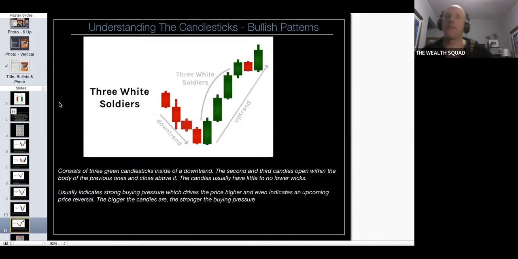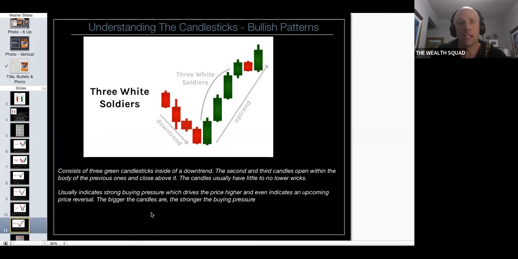And then you have the 3 white soldiers for the bullish pattern, right? And so this is going to consist of 3 green candlesticks inside of a downtrend, right? So it's going to be on the inside of it, right? You see the 1, 2, 3, the 3 soldiers right here at the tip of the wicks. Think of it as military bearing, standing at attention, standing your ground. That's a signal, right? So the second and third candles open within the body of the previous ones, and they close above it. And the candles usually have little to no lower wicks, right? So there's not a whole lot of lower price action movement. Everything is moving to the upside.